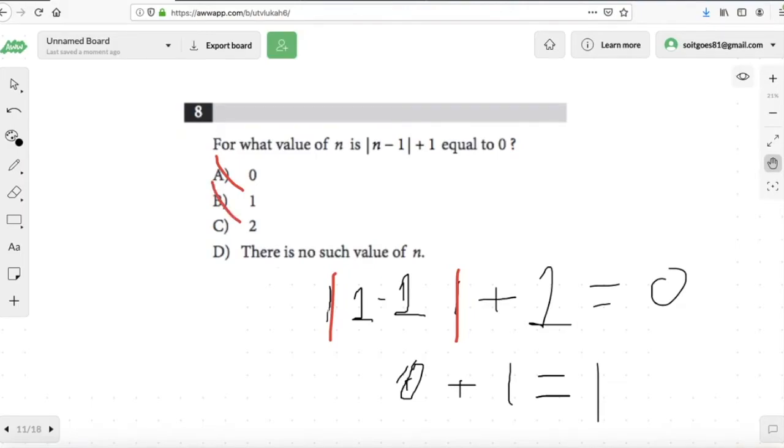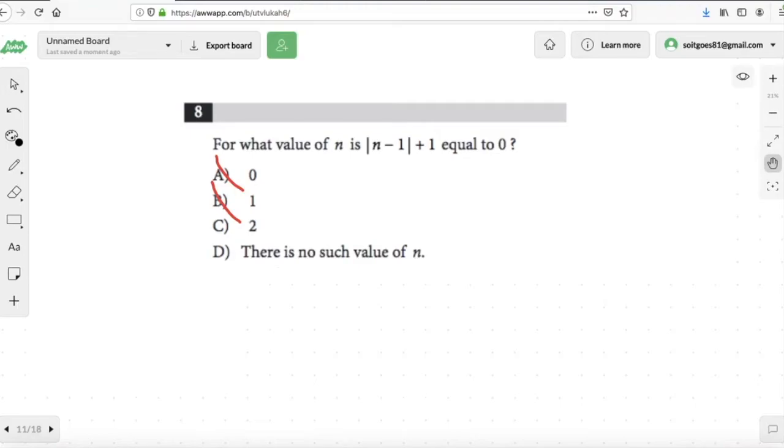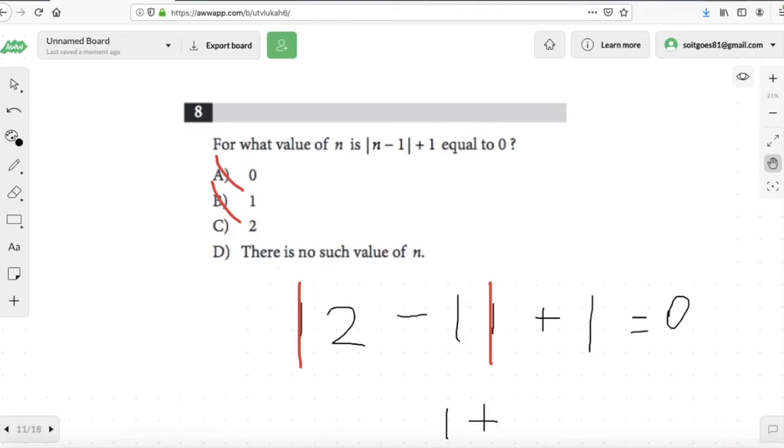Let's try answer choice C. Looking good. Make those absolute value bars really clear. That would be 1 plus 1. That would not equal 0. So we can eliminate answer choice C. We can confirm it's answer choice D. There's no value. It's certainly not A, B, or C. It's got to be D, which it is.